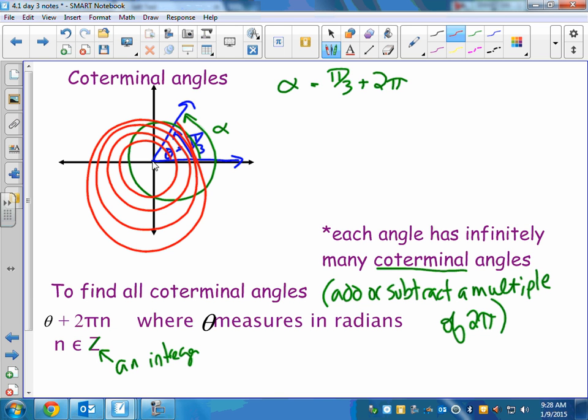Does that make sense? Another reason that we need to know this is that sometimes they tell you you have to give a positive angle and they give you a negative angle. So to make it positive, all you got to do is add 2 pi.